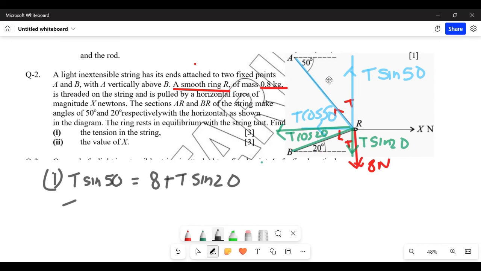I'm going to move the T's to the same side and take T common. So T sin 50 minus T sin 20 on the left of the equation, and then take T common. T equals 8 upon sin 50 minus sin 20.